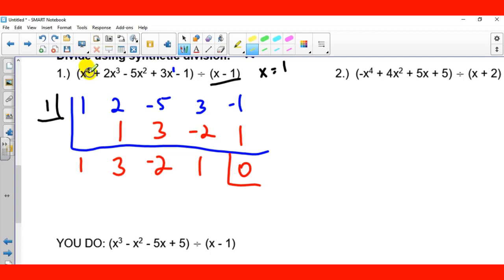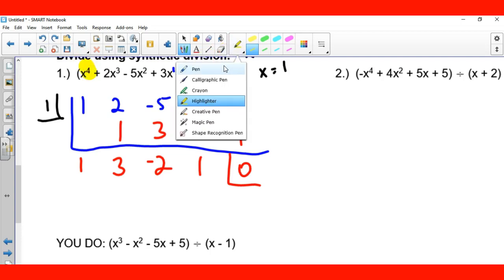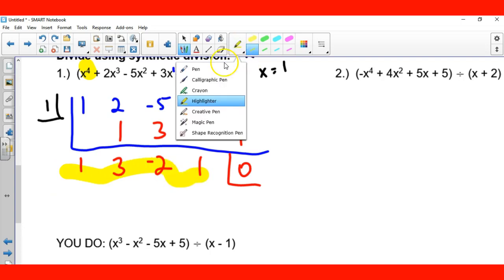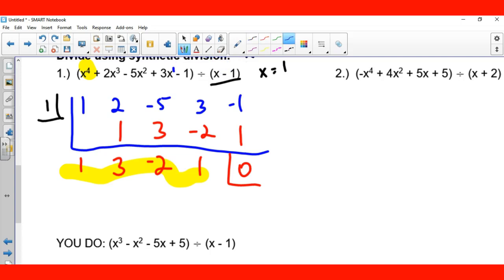See how this is the 4th degree? Well, when we write our new answer with all these coefficients right here, we go down a degree. We decrease by 1 degree. So see how this is 1x to the 4th? Well, this right here is going to be 1x cubed. And then we just keep going in descending order. So this will be positive 3x squared. And then this is -2, so -2x. And then there's my constant, plus 1.